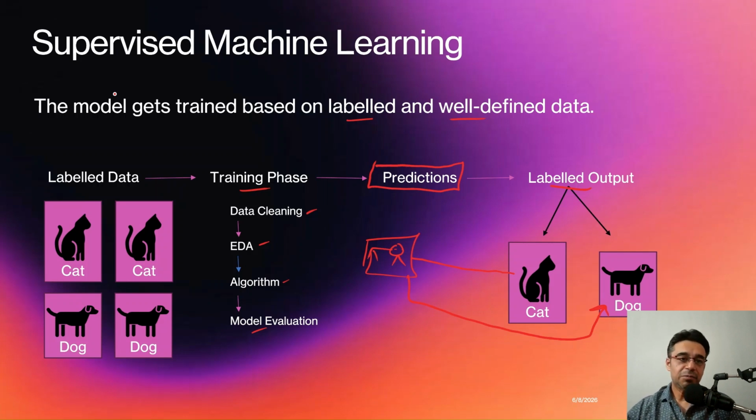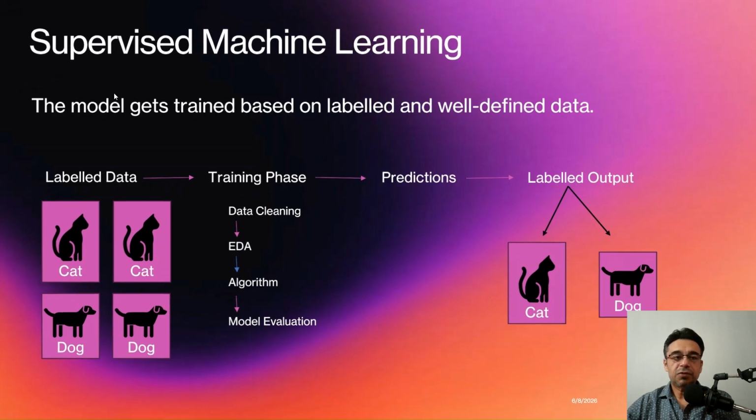The important thing is that in supervised machine learning, the training data is the labeled data. It is already defined. So we have a proper guide available that we give along with the data to the model whenever we are in the training phase for supervised machine learning.